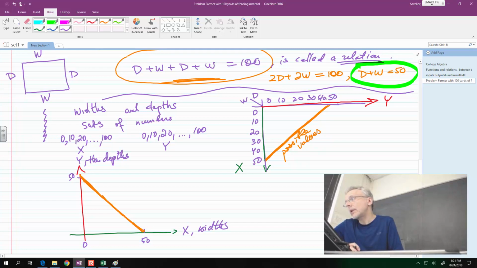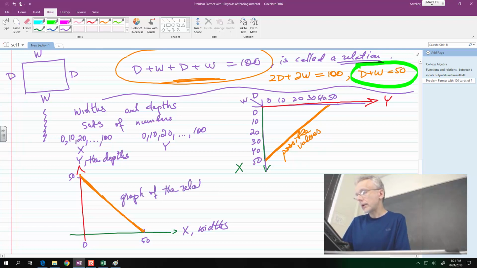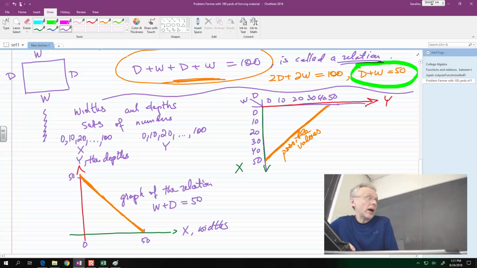But really what we were trying to do here, in addition to the visualization of the graph of the relation, which is W plus D, or D plus W, is equal to 50. Okay, so that's what we have visualized here, but the area has not come into play yet. Okay, so how do we get the area into this?